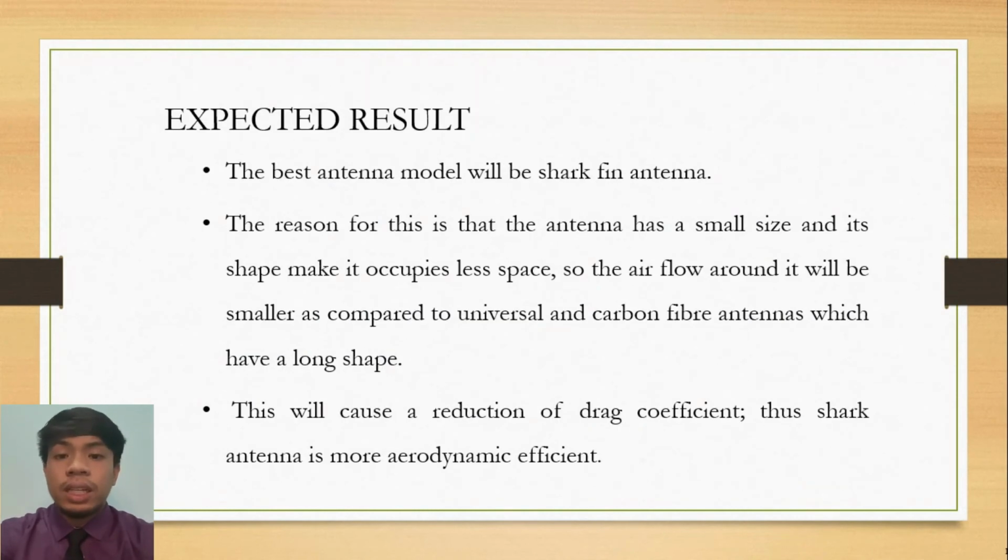Lastly, the expected result. The best antenna model would be the shark fin antenna. The reason for this is that the antenna has a small size and its shape makes it occupy less space. So the airflow around it will be smaller as compared to universal and carbon fiber antennas which have a long shape. This will cause a reduction of drag coefficient. Thus, shark fin antenna is more aerodynamically efficient.